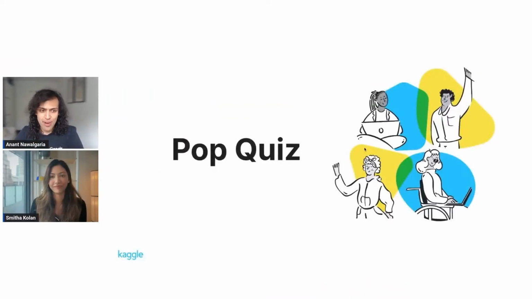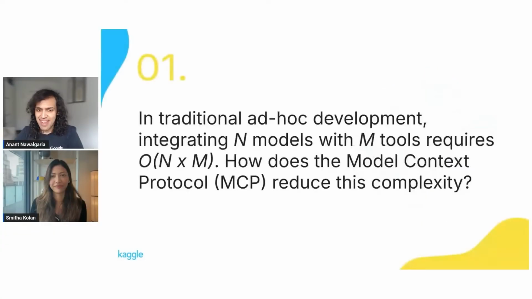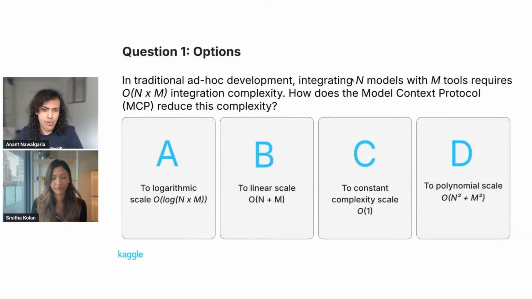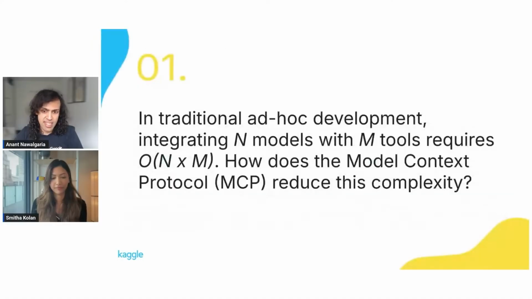Amazing. Here's your favorite part of the day, everyone. Moving on to the first question. In traditional ad hoc development, integrating N models with M tools requires O of N times M complexity. So how does the Model Context Protocol help with this complexity?